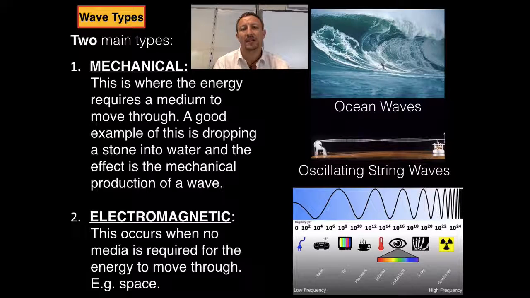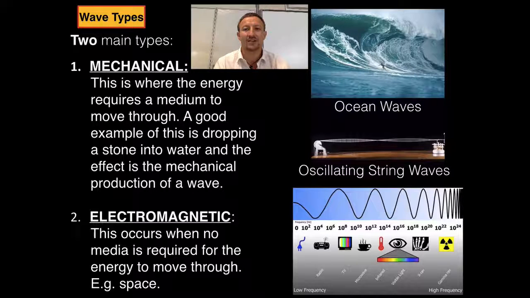Now the opposite is an electromagnetic wave. Now an electromagnetic wave also has energy, however it doesn't require the movement through a medium. For example, sunlight. Sunlight, as we know, is an electromagnetic wave and it passes across space. Now space has no medium because it's a vacuum.